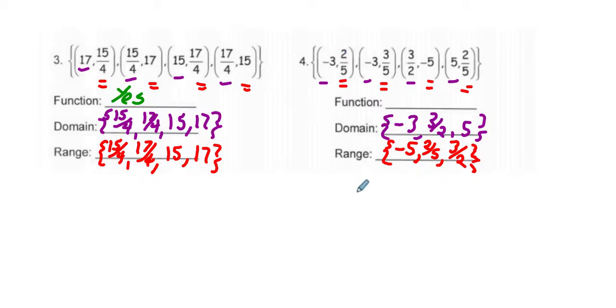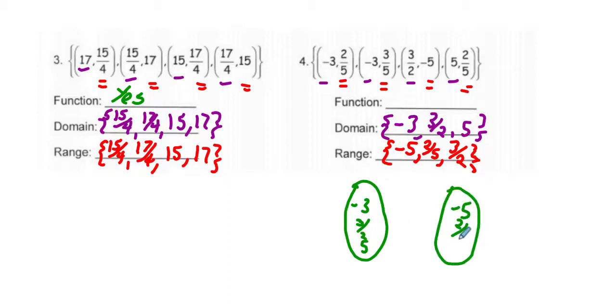Another way, instead of just looking at the points, you can also always do a quick mapping to determine if it's a function or not. So I'm going to illustrate this one with mapping. So -3 goes to 2 fifths, -3 goes to 3 halves. So right there I have two lines coming out of a single domain. So that tells me through mapping that no, this is not a function.